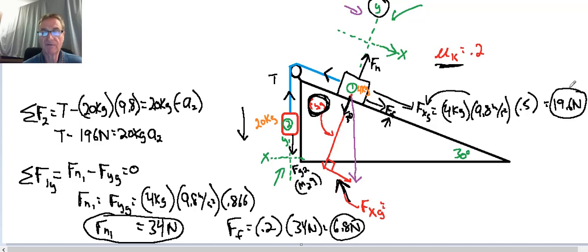So do we have all of our forces in the x direction now? Yes, we do, for block number 1. So now we can write our equation in the x direction for block 1. What do we got? Well, we have tension pulling to the left, so that's going to be a negative T. And we have these other forces pulling to the right. We have our force due to friction, which is 6.8 newtons, plus 19.6 newtons. And that's going to equal the acceleration of the block, which is going to be going to the left, so it's going to be negative a times 4 kilograms.